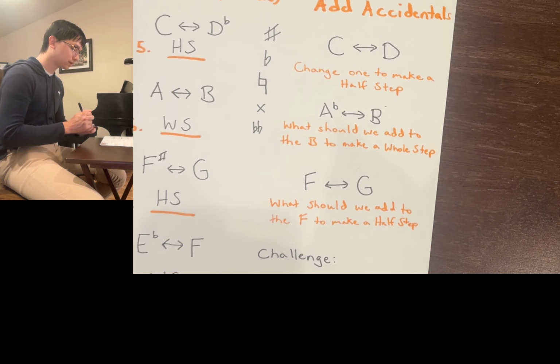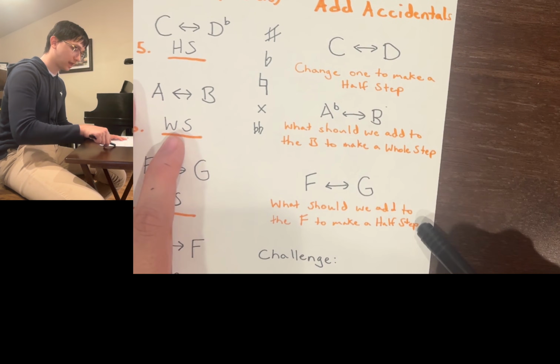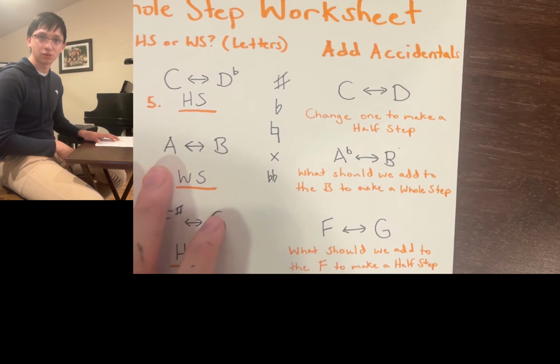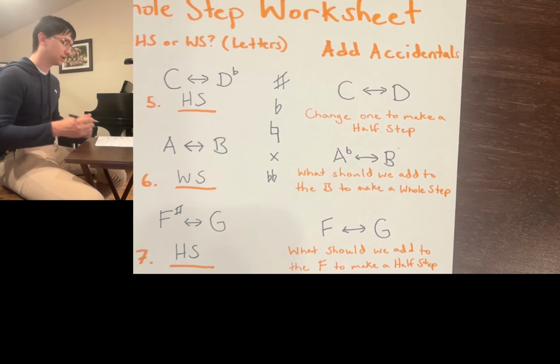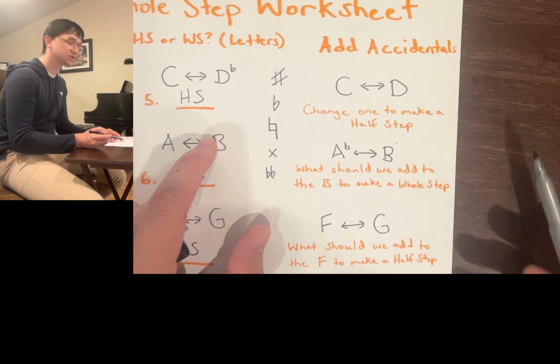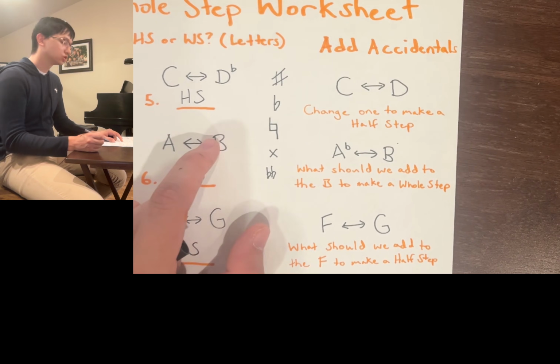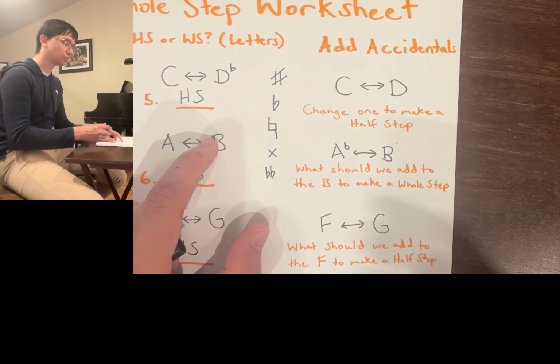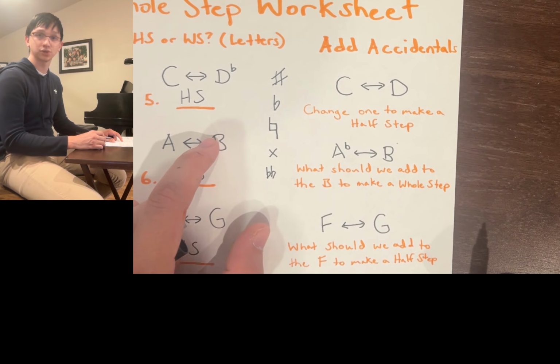Now, with this one, there's going to be a prompt underneath every single one of them, and you have to be able to fulfill that prompt. So here we have C to D, and it says change one to make a half step. So what we're doing here is that we have to change one of them to make a half step. It doesn't matter which one.